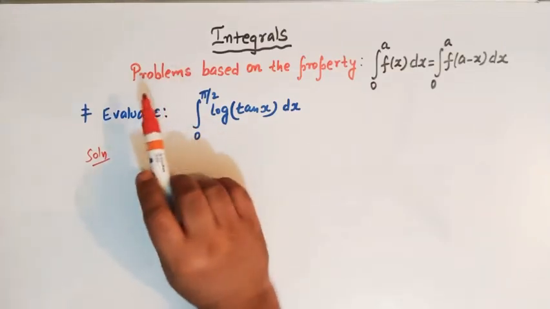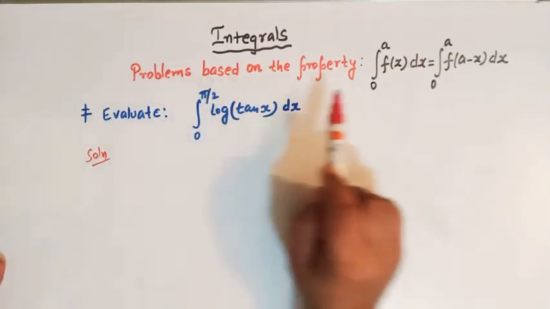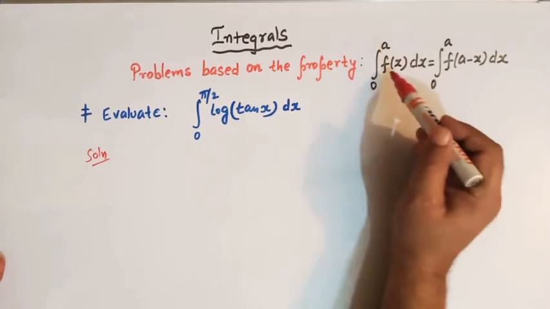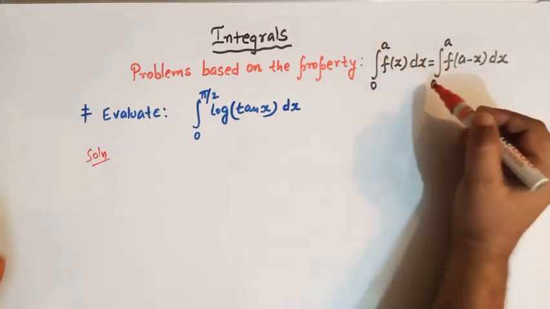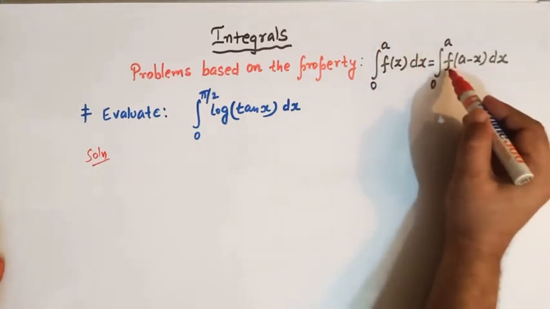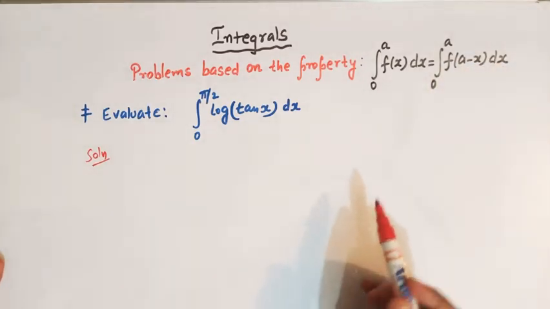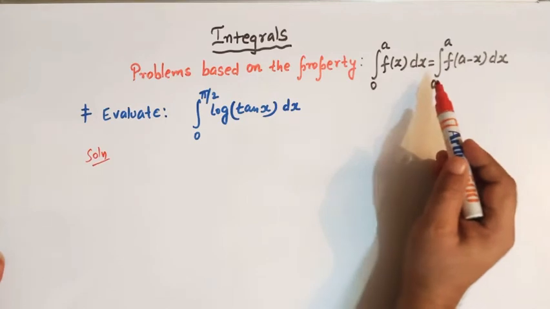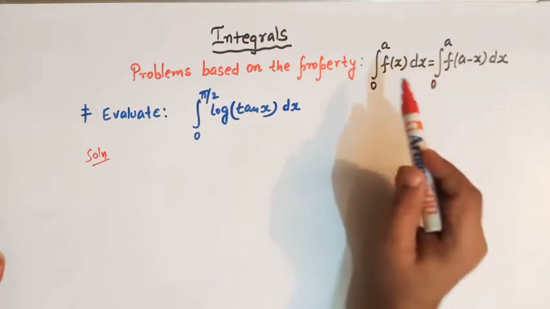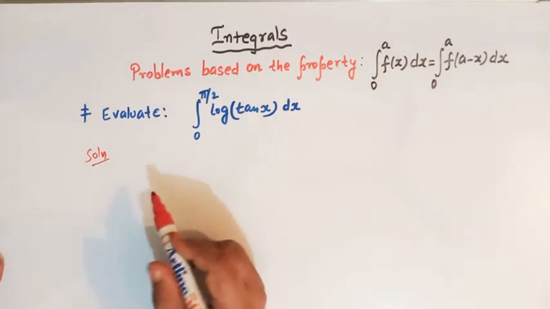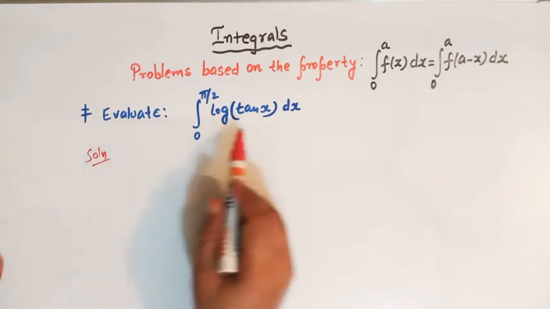Today we will discuss some problems based on the property integral from 0 to a of f of x dx is equal to integral from 0 to a of f of a minus x dx. So viewers, this is a very important property for evaluating definite integrals. So let us take the first problem.